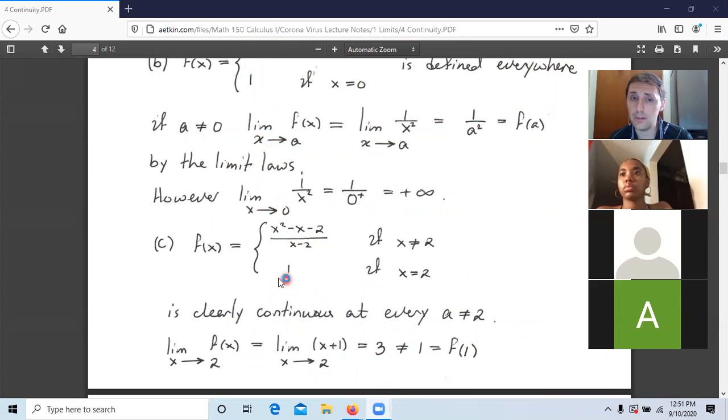This should have been defined 3. This should have been a 3. If it were a 3, the function would have been continuous everywhere. Does it make sense? Because the limit at each point must be the same as if you just plug in the value. So f of 2 is supposed to be 3 because the limit as x goes to 2 is 3.